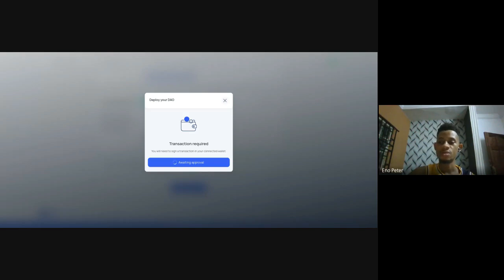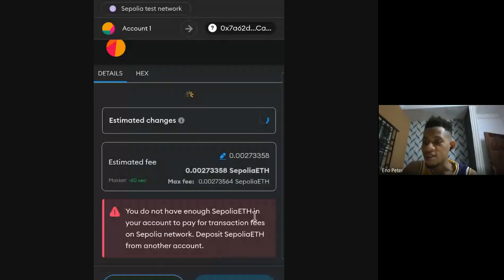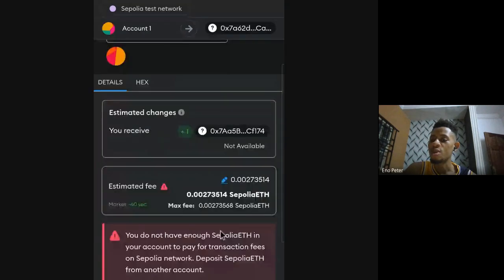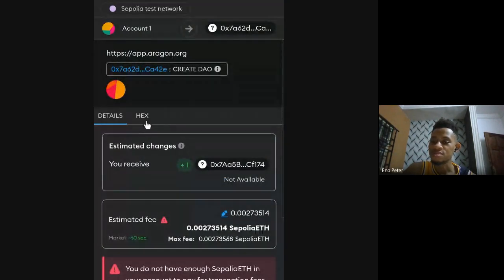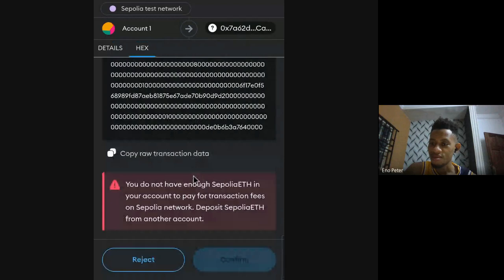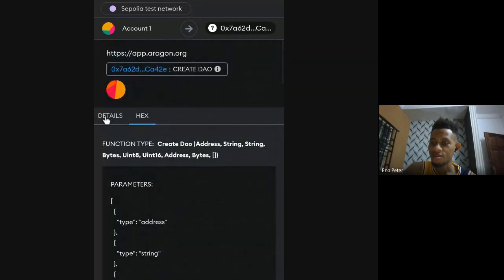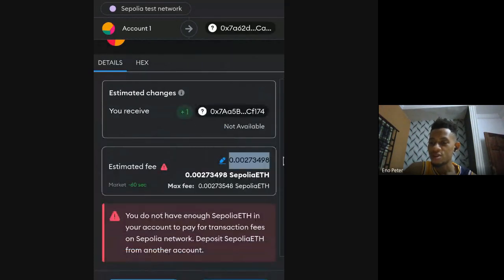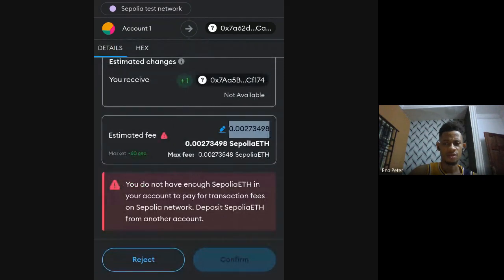You guys can't see this other screen, but the network is terrible. It's loading. Okay. I don't have enough Sepolia ETH in my account to pay for transaction fees. So there isn't enough coin on here to actually create the smart contract. Sadly enough.